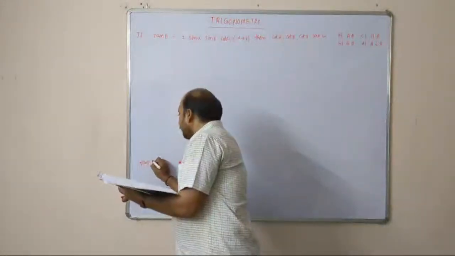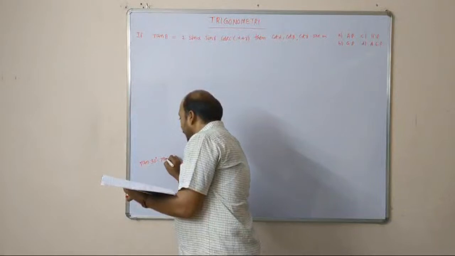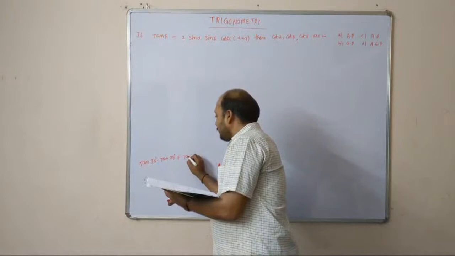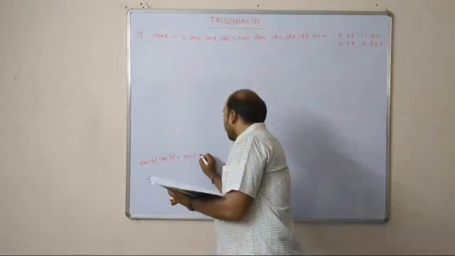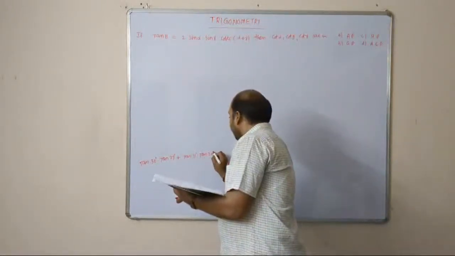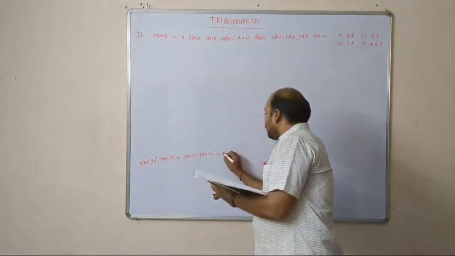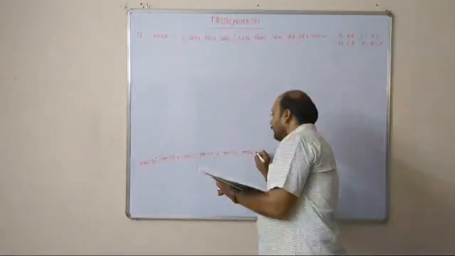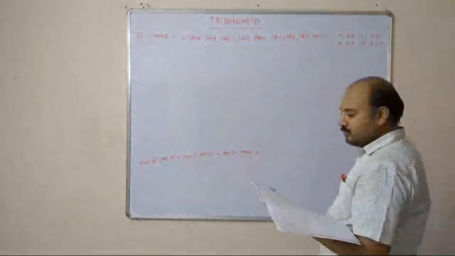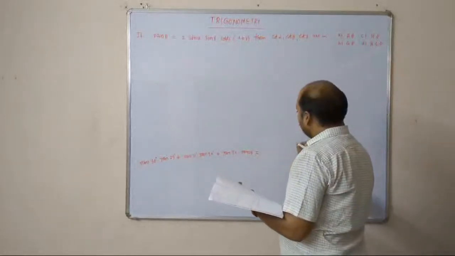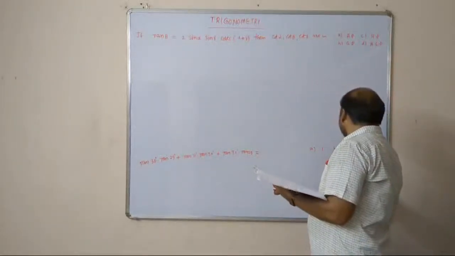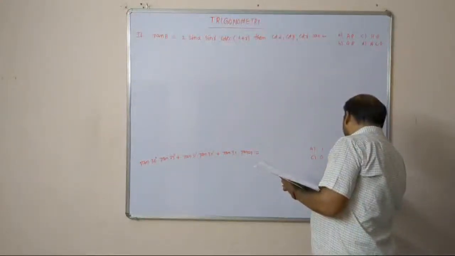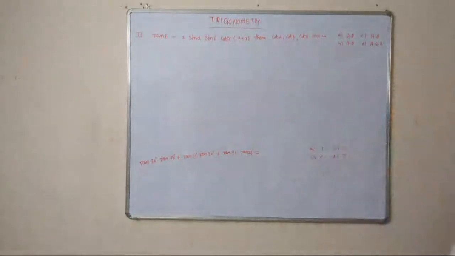Tan 30 into tan 29 plus tan 31 into tan 30 plus tan 31 into tan 29 is equal to, options 1, 2, 0, 5. So how to do these types of problems?